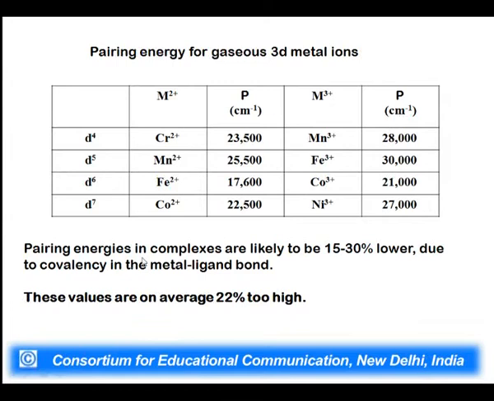Now, the pairing energy in complexes is likely to be 15 to 30% lower due to covalency. When these ions enter into complexation, the value starts reducing, and the average reduction is 22%.